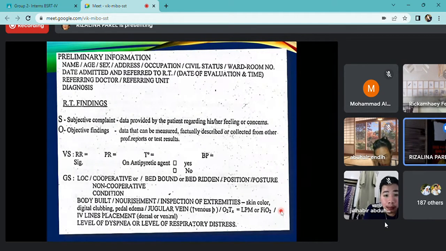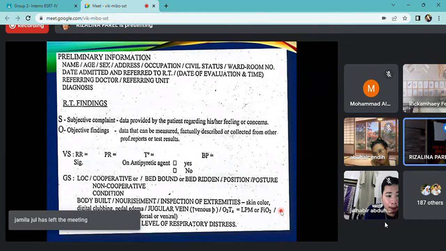For the pulse rate, anong significance ng ating pulse rate? Is the patient presenting with poor circulation or good circulation? May tachycardia ba siya? Bradycardia ba yung patient mo? Or the patient has normocardia or normal ang kanyang pulse rate at 70 breaths per minute.